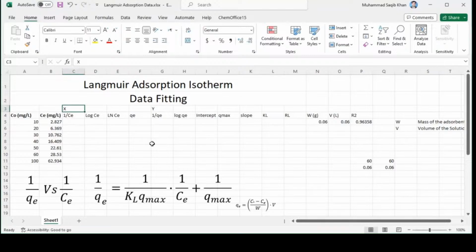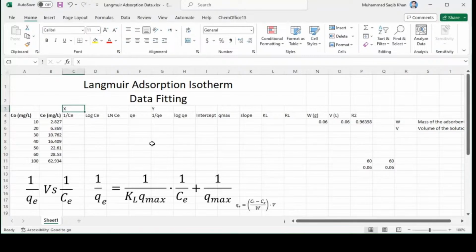But one should calculate the RL value for all these concentrations, because without determining the RL value for all of them, we cannot know how our adsorbent responds at different concentrations. What are the properties of our adsorbent at lower or higher concentration? So the RL value should be determined for all these concentrations.